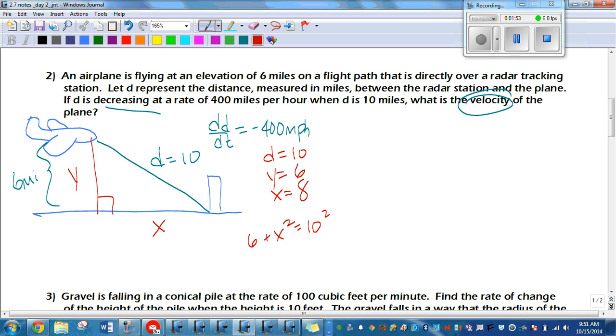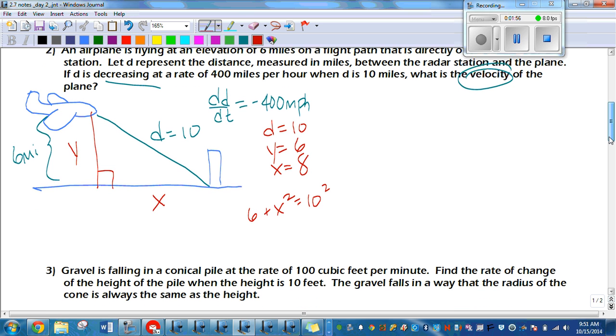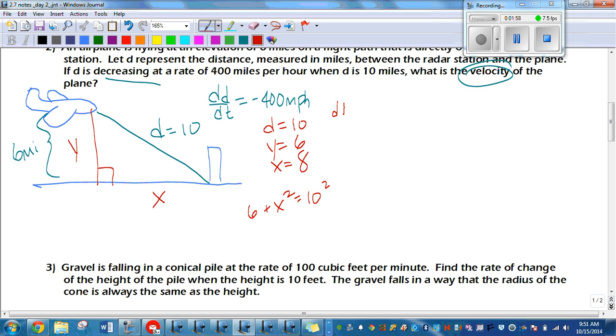Now we need to look at the rates of each of those. So dD/dt, that was given to us. It's negative 400. dy/dt, what's the change in y with respect to time? 0, right? It's not changing. The plane's not a roller coaster. It's not going up and down. It's going to keep that same elevation. So dy/dt is 0 for this one.